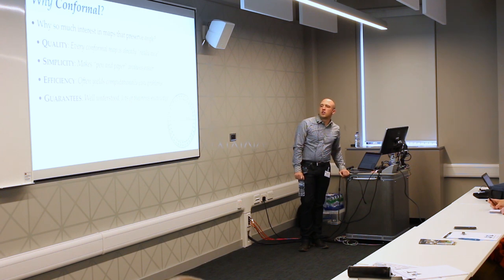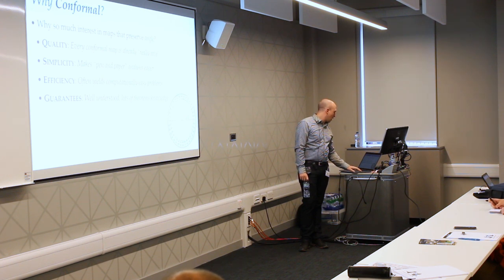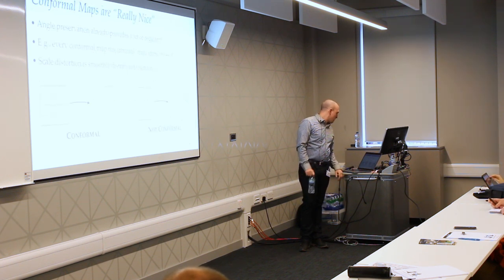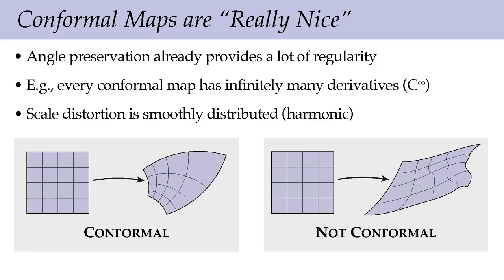And because conformal maps are so well understood, we have all sorts of theorems and knowledge to draw on when we want to do things like make guarantees about our algorithms. Okay, so going through that a bit more in detail, what do I mean when I say conformal maps are really nice, in quotes?